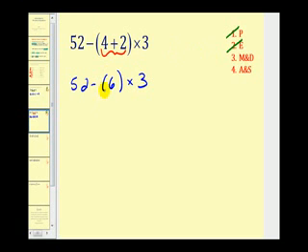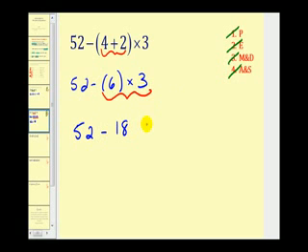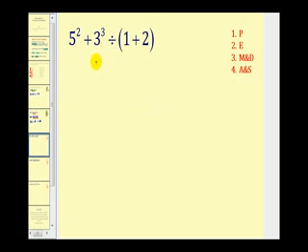So it would be wrong to perform this subtraction. We need to multiply 6 and 3 first. So we'll have 52 minus, this would be 18. And now we can perform the last step of subtraction. 52 minus 18 will be 34. Again, it doesn't matter how involved these expressions get. We're just going to keep following these 4 rules.